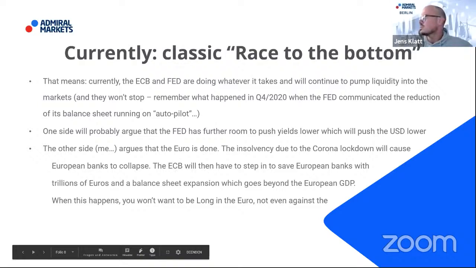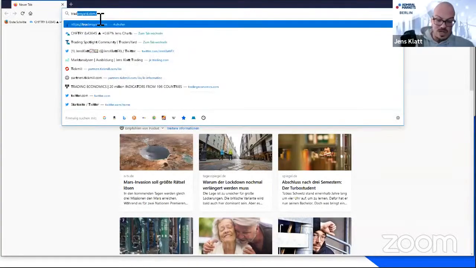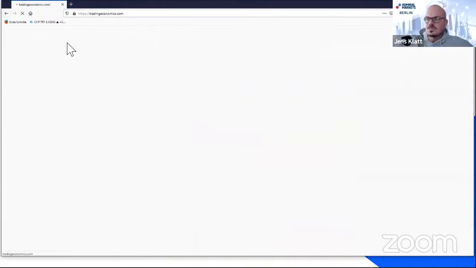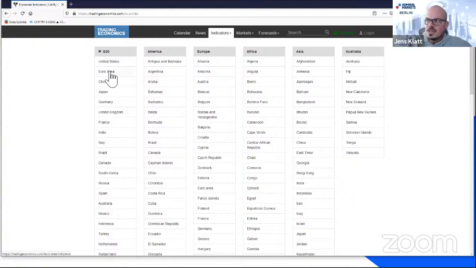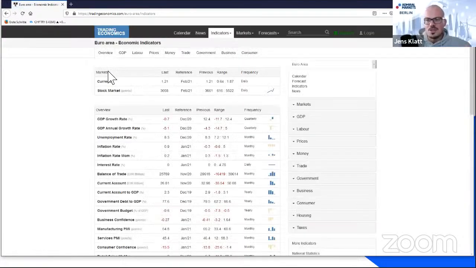Let me just do it that way. One second, please. You can get these numbers yourself at, for example, Trading Economics. This is the website, Trading Economics. What I do now is look here at the indicators, countries, and then I go to the euro area in this case. The same is also true for the US, don't get me wrong, but the US has another ratio when it comes to the GDP compared to the balance sheet.